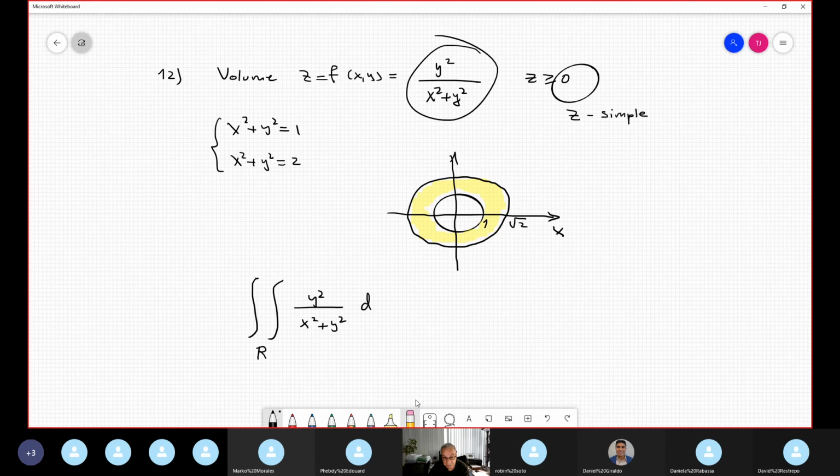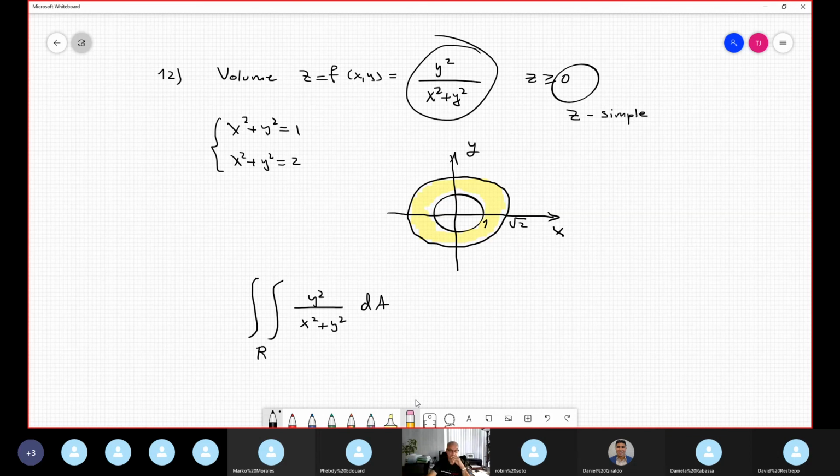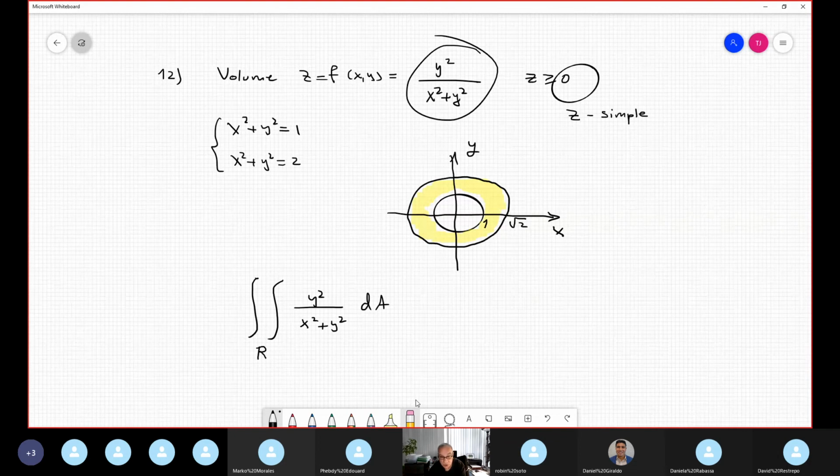Entonces, dA, because I have no idea if it is integration vertical, integration horizontal, or integration in polar. What do you think? Vertical, horizontal, or polar? Again, polar, because we are dealing with a circle. So I need to change the integrand function and the Jacobian.